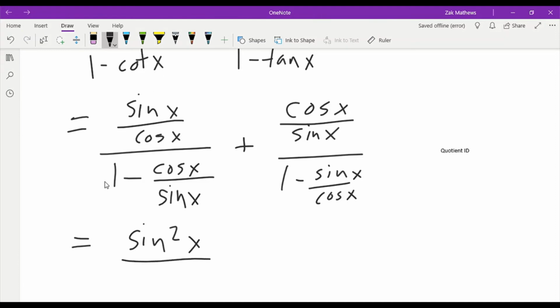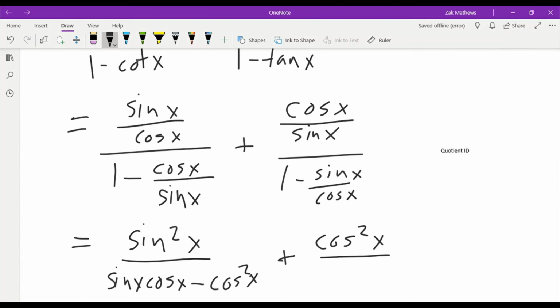When I multiply this one, I do have to remember to do it to every single term, so I multiply this one by sine cosine, and nothing is going to cancel. We have sine x cosine x. And then I multiply this third term by sine cosine. The sines would cancel, and that would leave me cosine squared x. I'll do the same thing over here. When I multiply by sine cosine, the sines would cancel, leaving me cosine squared x. Then I would have the sine cosine. And then when I multiply this one, the cosines would cancel, leaving me a sine squared.